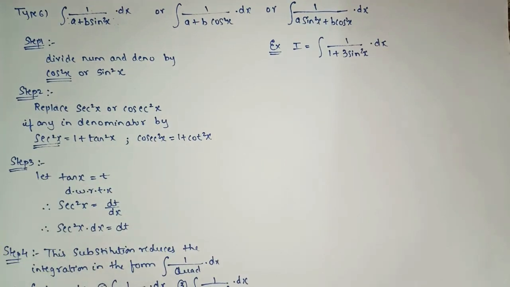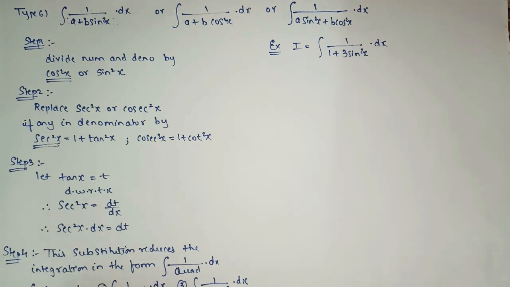Hello students, as in the last lecture we had completed type number 5. I hope you all understood type number 4 as well as type number 5, and we saw the difference between type number 4 and 5. In type number 4 it was integration 1 upon sin x cos x, and in type number 5 it was integration 1 upon sin 2x cos 2x.